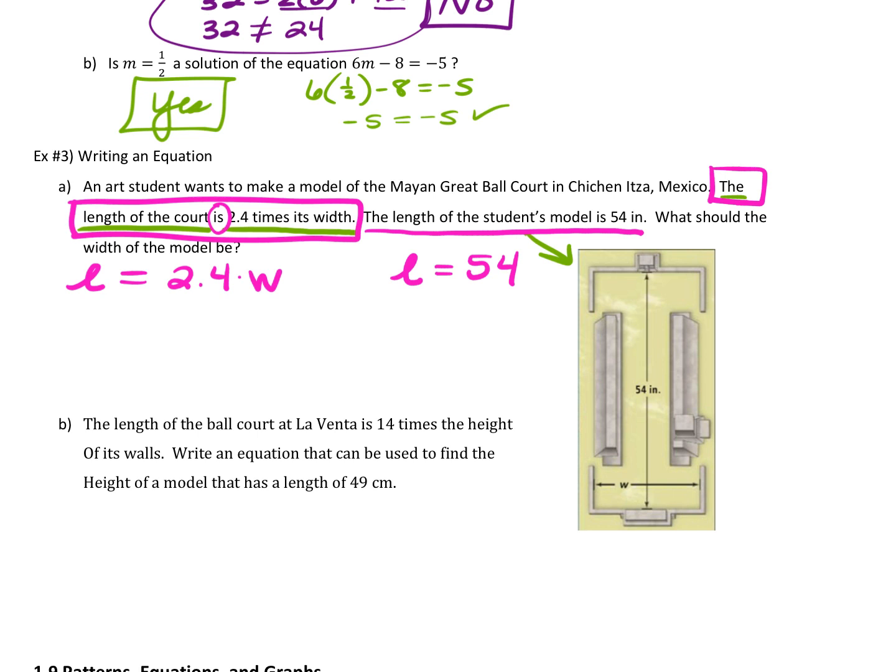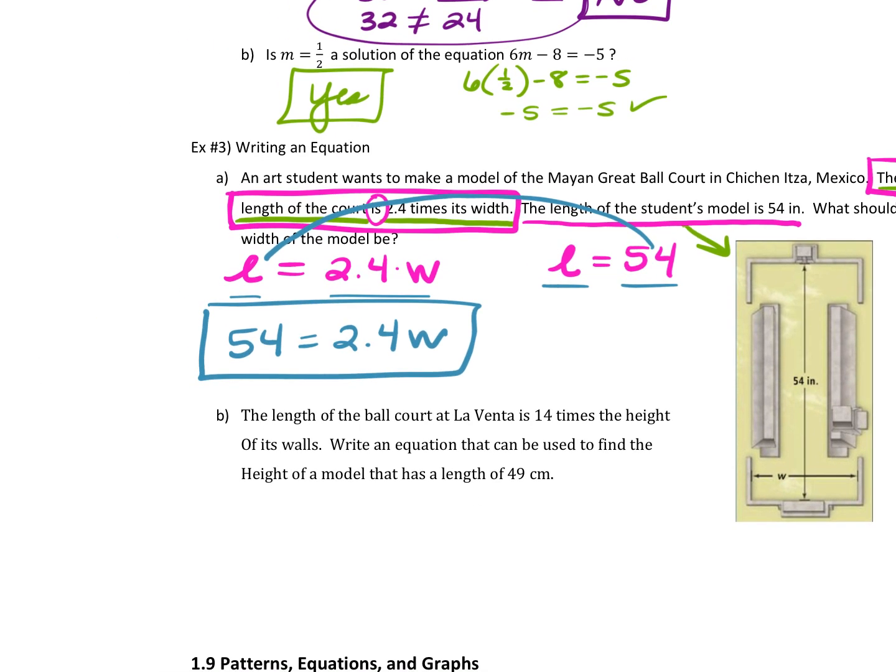This is substitution. Remember doing substitution at all? Have you done substitution at all? I would assume you've done a little bit of substituting. So if L is 54 and I know L equals 2.4W, then I take that 54 and I drop it in. 54 equals 2.4 times W. So when they ask you to write an equation to model that setup, this is what they're asking you for. This is your equation.